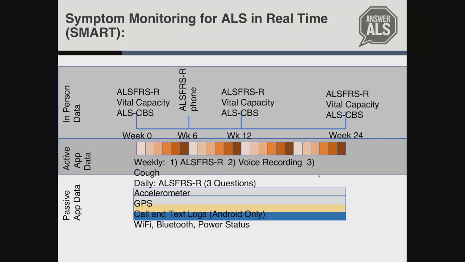I don't want to spend too much time on this slide, but essentially we are getting some of our traditional measurements throughout the study at week 0, 12, and 24, and a kind of phone call at week 6. And then we're also getting weekly voice recordings, an ALS-FRS-R, and even a cough, and pulling passive data from the sensors in the phone. Next slide.